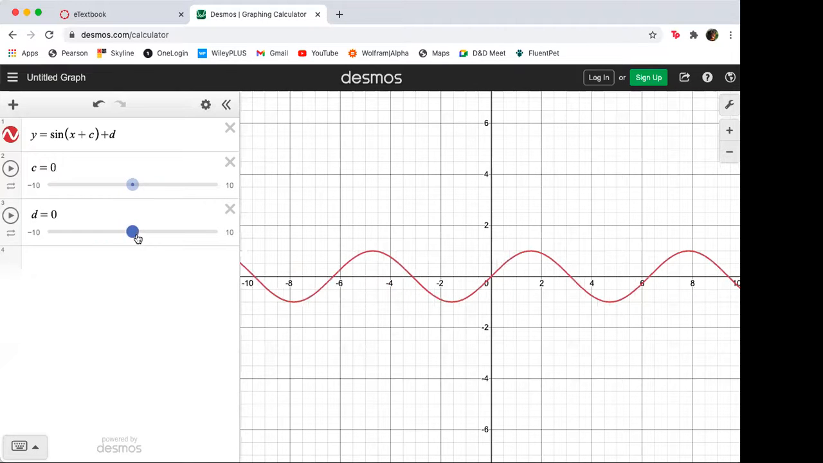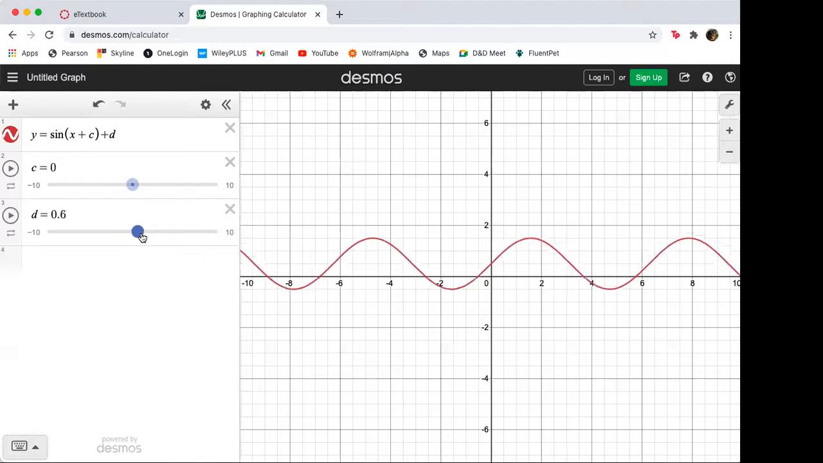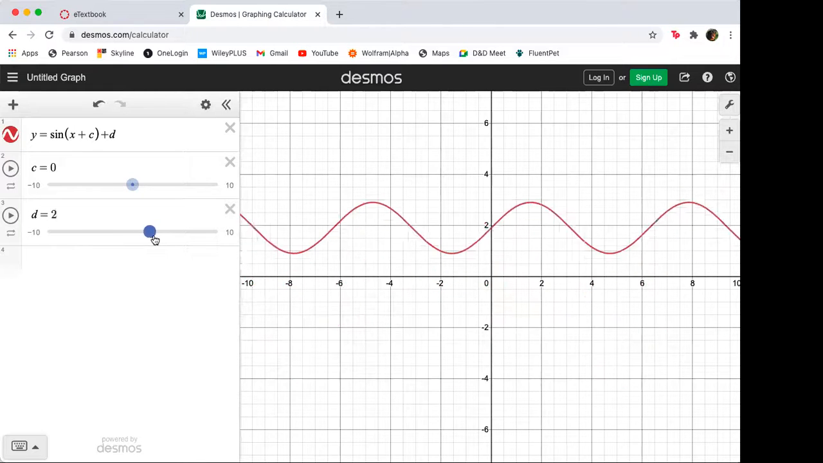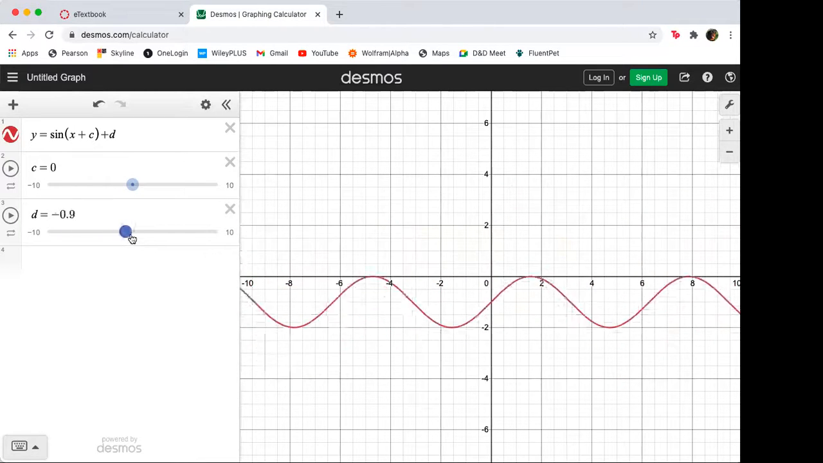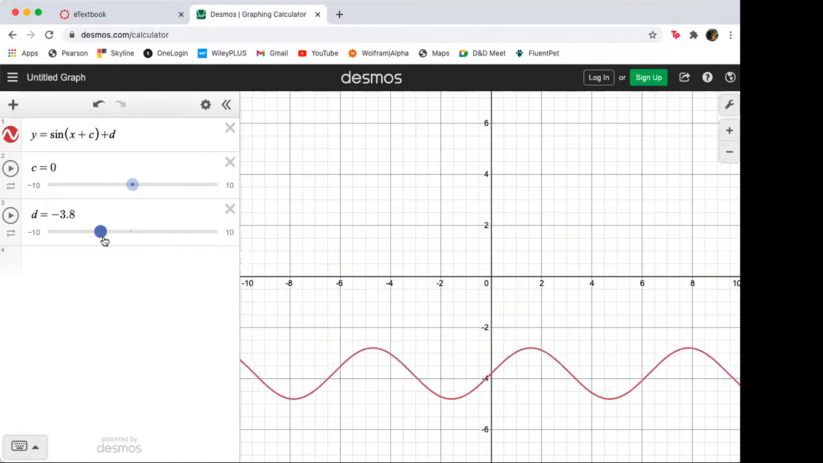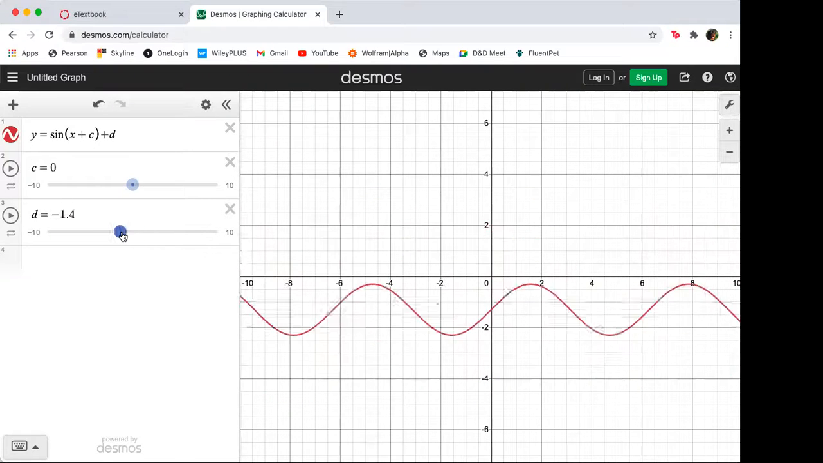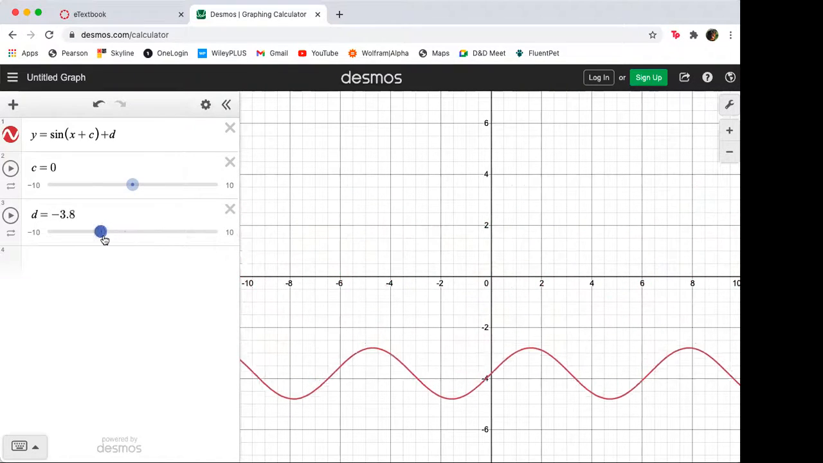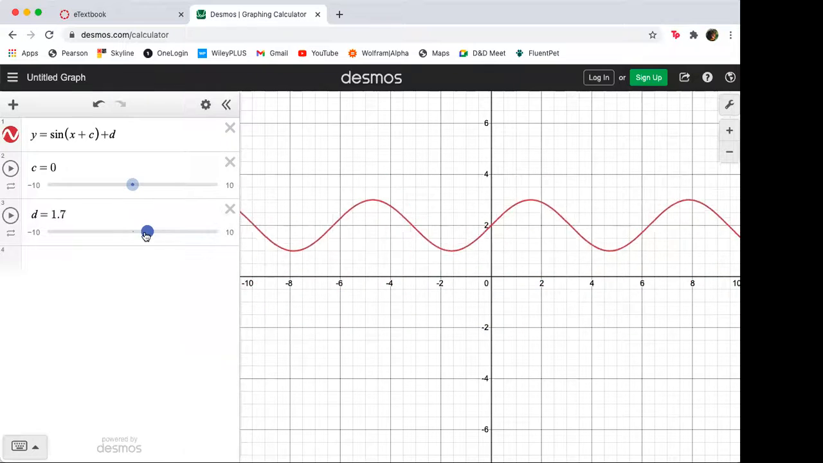And when I grab the d slider, I move the graph up and down. So the addition after the trig function, after we do the sine, shifts the graph up and down. After is vertical. Addition is a shift.